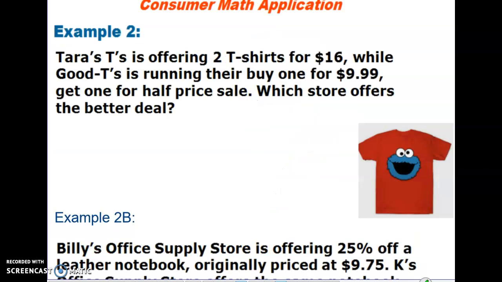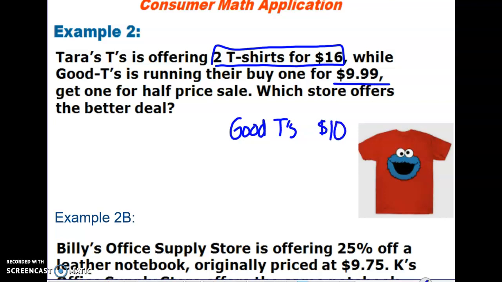So it says Tara's Tees is offering 2 t-shirts for $16, while Good Tees is running their buy one for $9.99, get one for half price sale. Which store offers a better deal? So we know for Tara to buy 2 t-shirts, it costs $16. For Good Tees, we're going to buy one for $9.99, so I'm going to round that and make it friendly, make it $10. Get the other one for half off, so my second shirt would be $5. So in this case, Good Tees would be the better deal for that one.